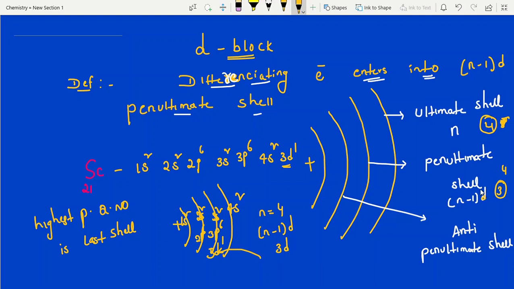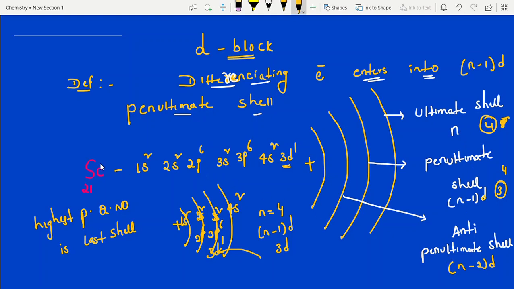Ultimate shell, penultimate shell, anti-penultimate shell. The shell before the penultimate shell we call the anti-penultimate shell. It is represented by n-2d. If n equal to 6, you will take 5, then 4f series. If n equal to 7, you will take 5f series. You will get this when f block elements come, and I will give the shortcut then. I will explain, and here I will come back to this one. Again, see the points. The last shell we call the ultimate shell, represented by the letter n. Before that, the penultimate shell. Before that, the anti-penultimate shell. Representation also I have given.